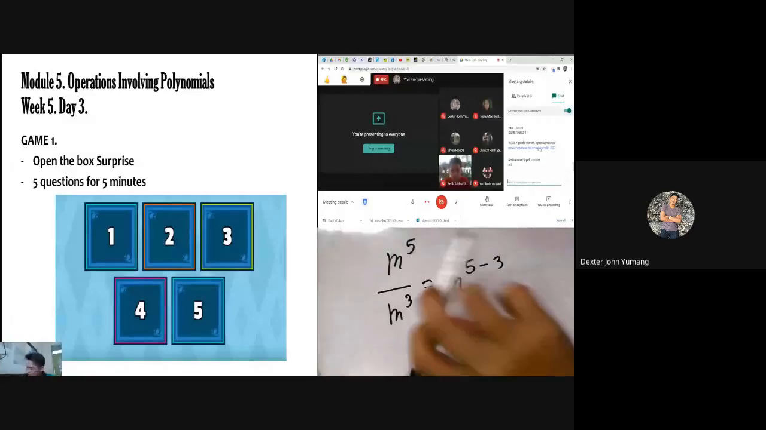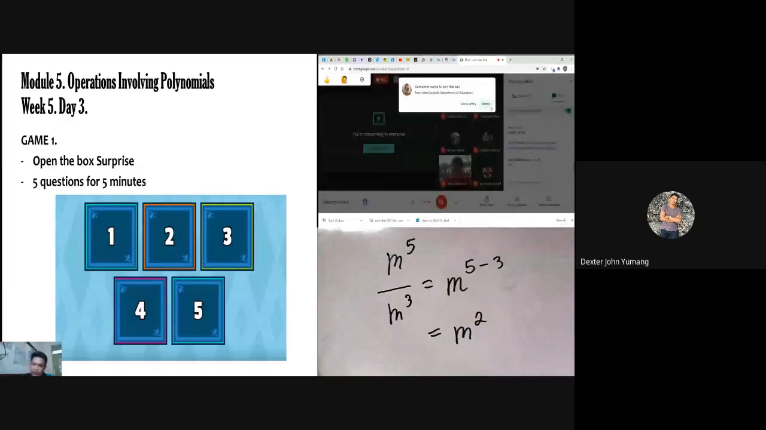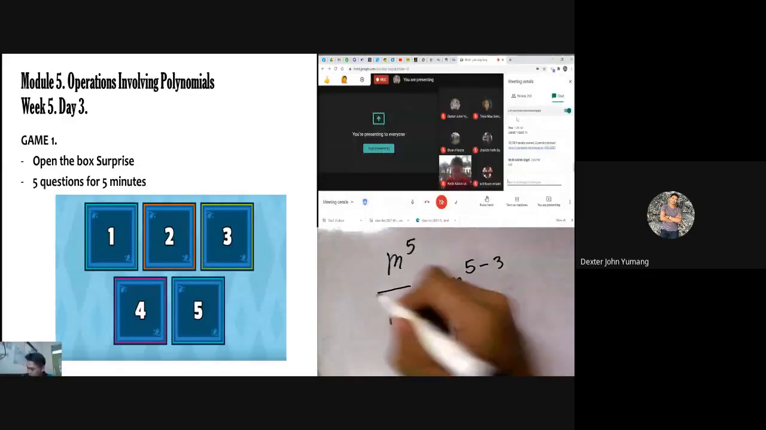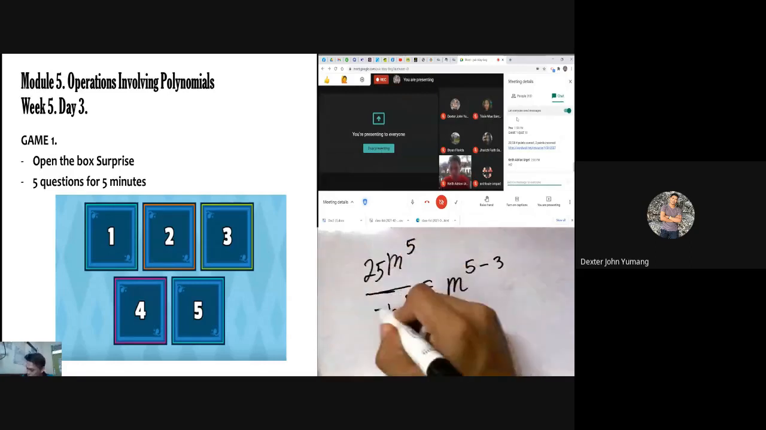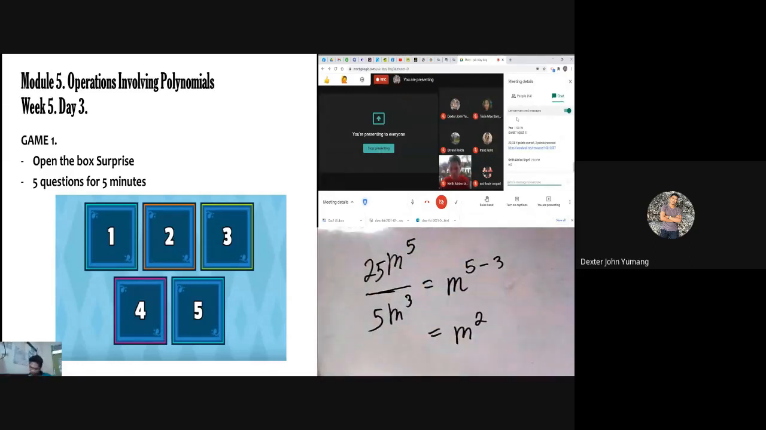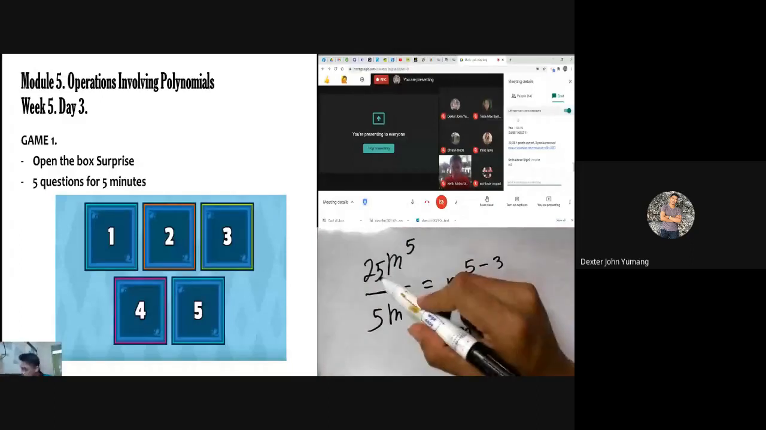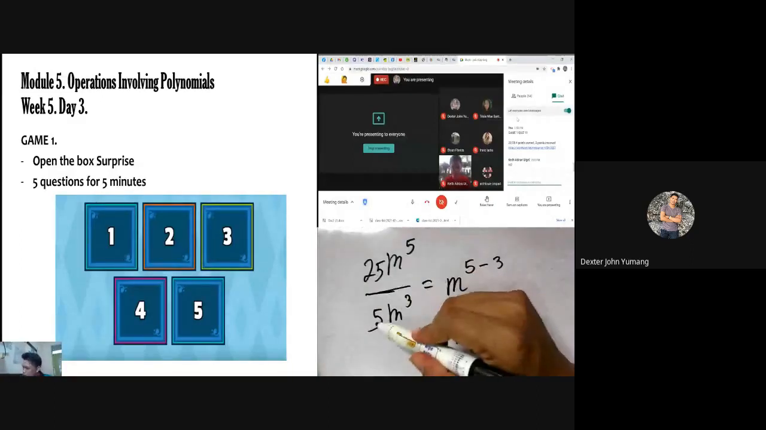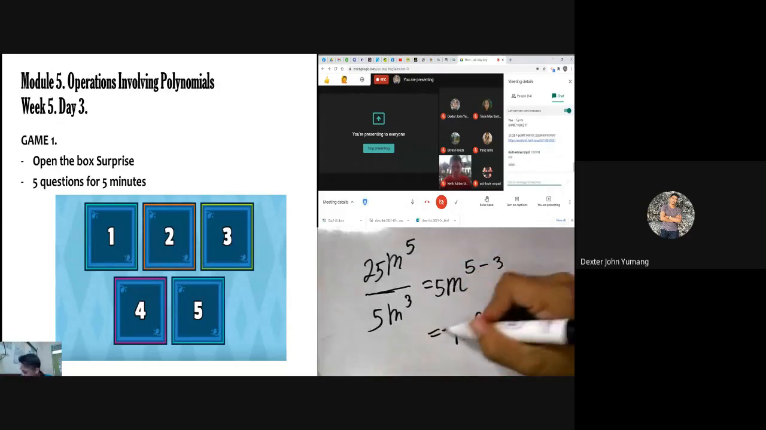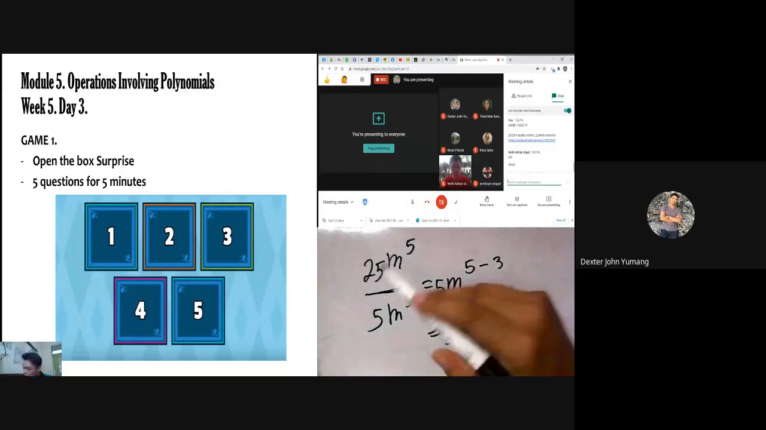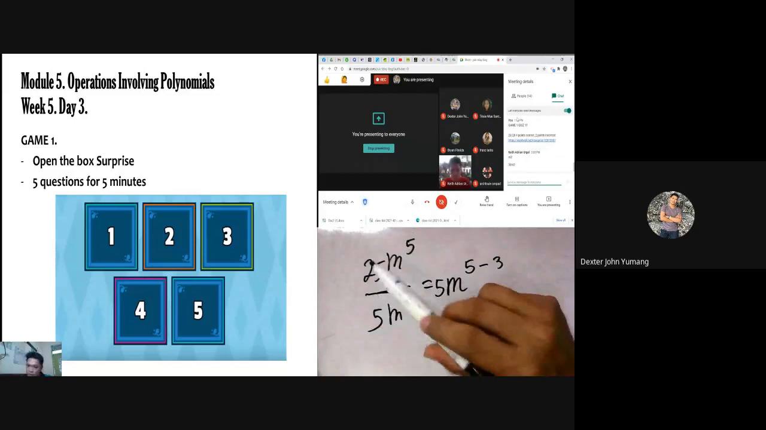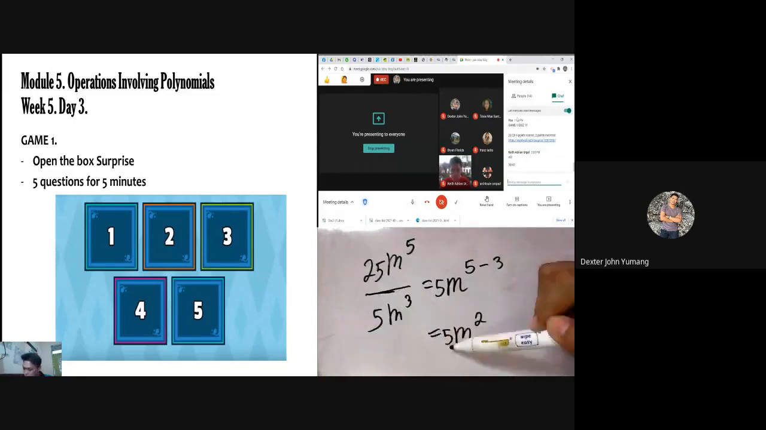What will happen if there are numerical coefficients here? For example, 25 and 5. Of course, the same pa rin po. M squared pa rin yung sagot, pero may pagkakaiba. Yung 25 at saka 5, kailangan mo siyang i-divide. There are 5 in 25, therefore 5m squared is our answer. Okay, that's right. Not 30, because we are not going to add this one, but we are going to divide. For example, 25 divided by 5 is equivalent to 5. So this is an example of the law number 4.